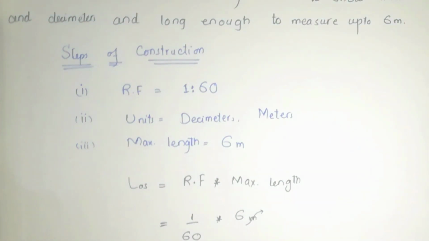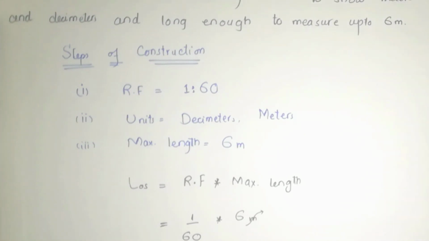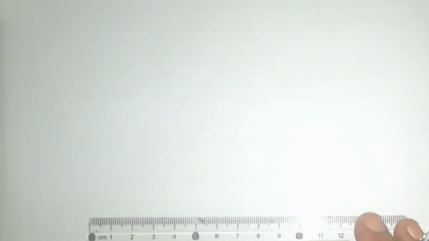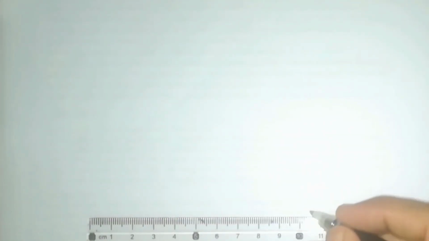So coming towards the construction of the scale, which can be easily drawn on the paper. The required length was 10 centimeters, from the calculation. So I will construct here the 10 centimeter line. Here you can see from 0 to 10 centimeters.